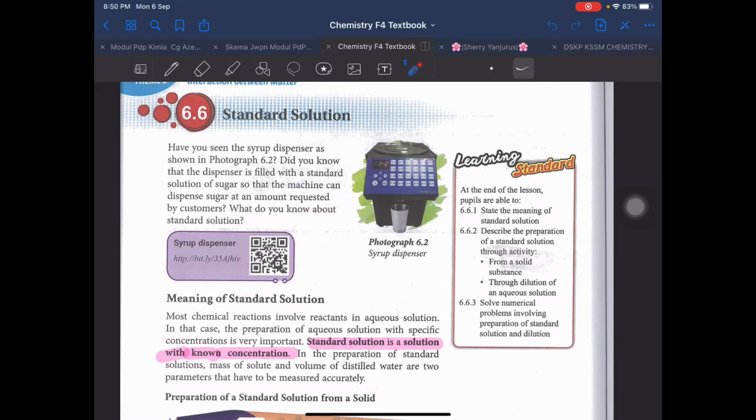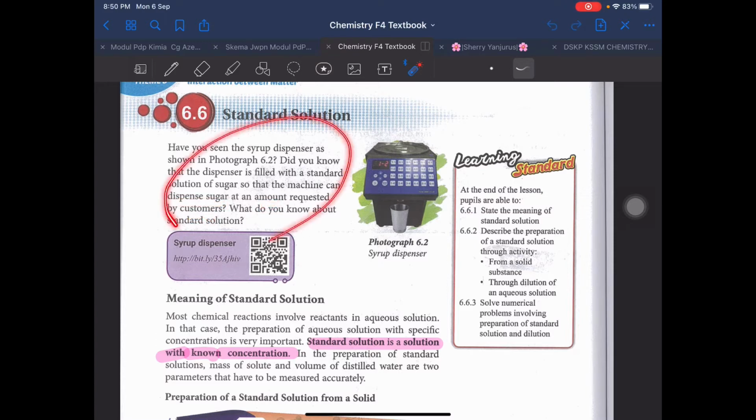Okay? The question here in your textbook, have you ever seen the syrup dispenser? Kalau tidak pernah tengok, tidak apa. I already attached in your Google Classroom and you can go and check it out. What is syrup dispenser? Did you know that the dispenser is filled with a standard solution of sugar so that the machine can dispense sugar at an amount requested by customer?